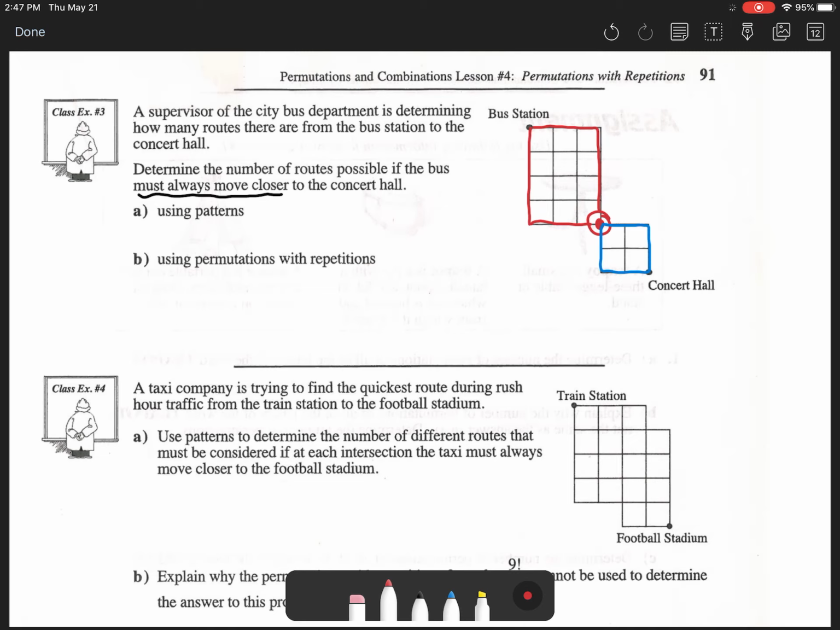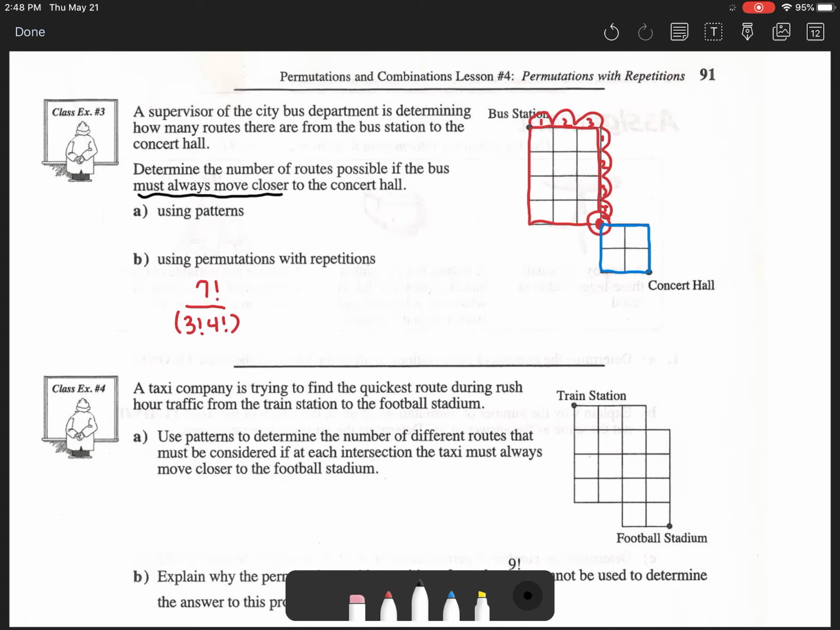So let's just deal with the red rectangle first. To get from the bus station to the red dot, there would be 1, 2, 3, 4, 5, 6, 7 total movements. Of those 7 total movements, there will be 1, 2, 3 repeated movements to the right, and 1, 2, 3, 4 repeated movements down. So there's the calculation for the bus station grid. Now, if you were explaining this to somebody, you would say, I've made that part of the voyage, and then I move on to the blue square.